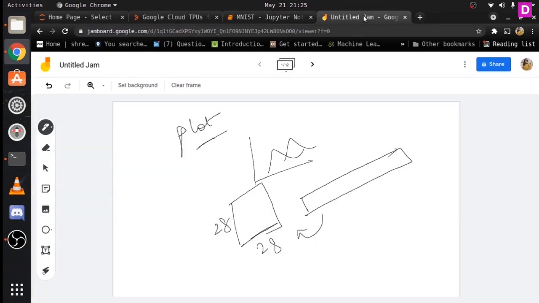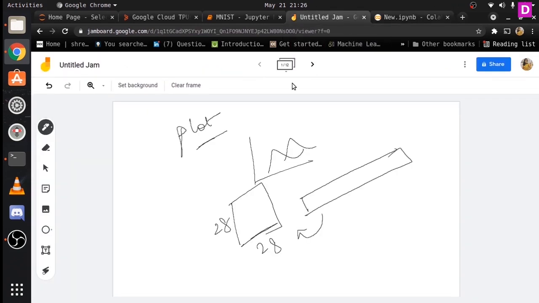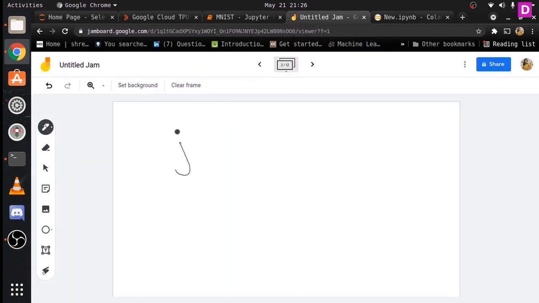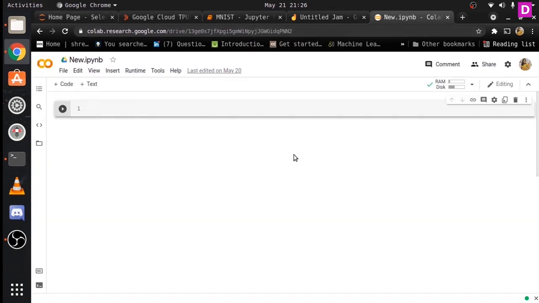Okay, so there is one more thing that I wanted to show you. This is a Colab notebook. So what exactly is a Colab notebook? A Colab notebook is the same as a Jupyter notebook, but Colab is provided by Google. So why am I mentioning Colab? The reason is there are a lot of things that you can use in Colab that you cannot use on your normal PC.